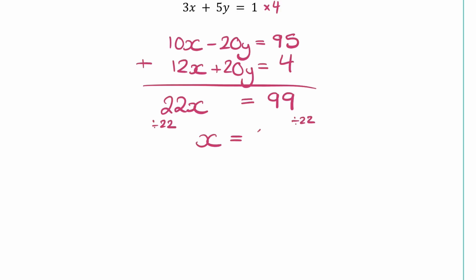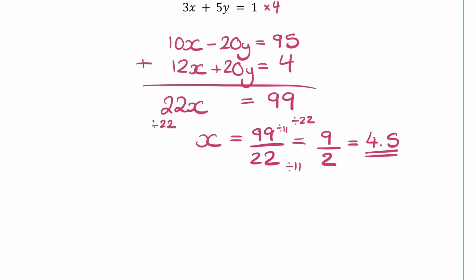There we go, and we get 99 divided by 22, and that is a fraction we can simplify. So let's simplify because we don't want to substitute that in. We can divide the top and bottom now by 11, and that will give us 9 over 2. All of a sudden that's come out as a relatively nice one. 9 divided by 2, half of 9 is 4.5. So there we go, 4.5 is our value of x.